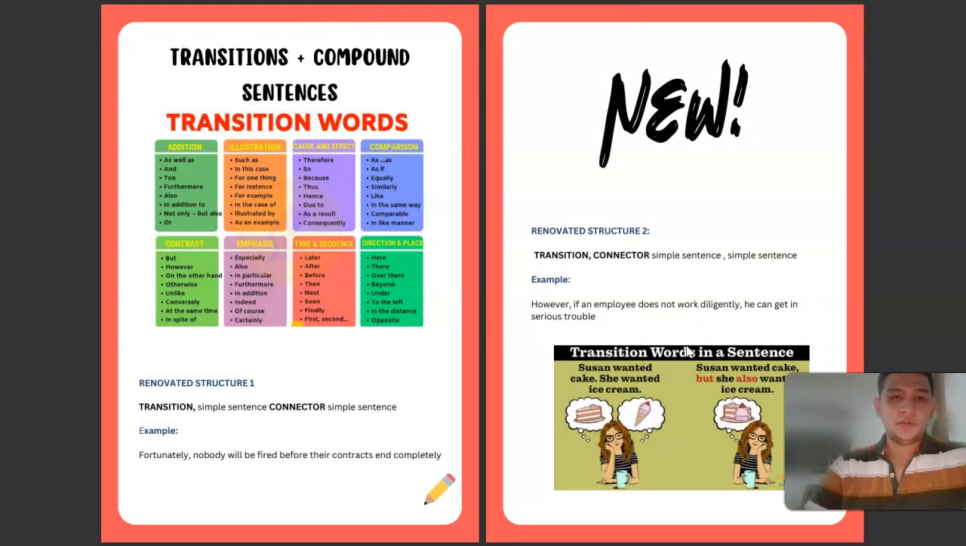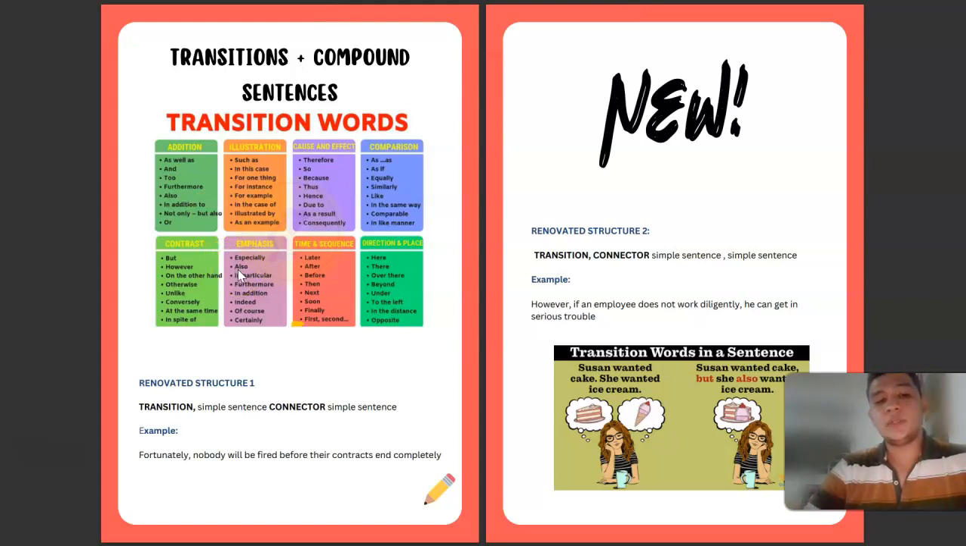Finally, the transition plus compound sentence. Its structure is renovated. There are two structures, and this structure is changed. In this part, we have, for example, transitions for addition, illustration, cause and effect, comparison, contrast, emphasis, time sequence, and directional flags. Like here, there, later, after, especially, also, however, therefore, so, such as, in this case, as well as, and others.